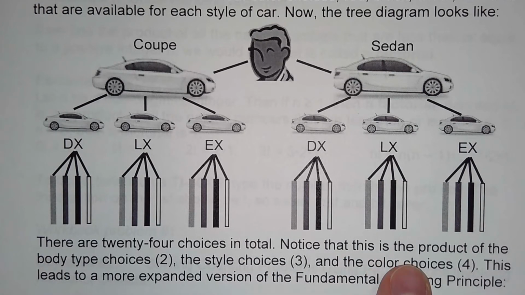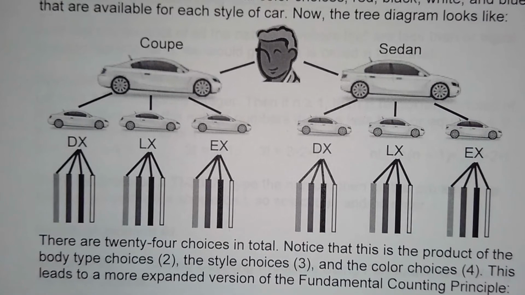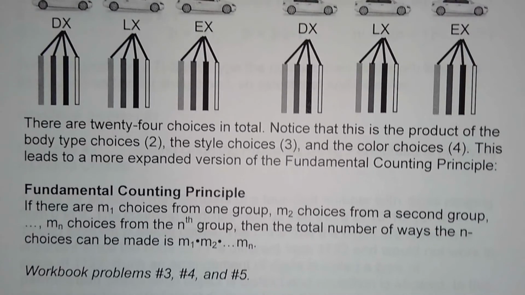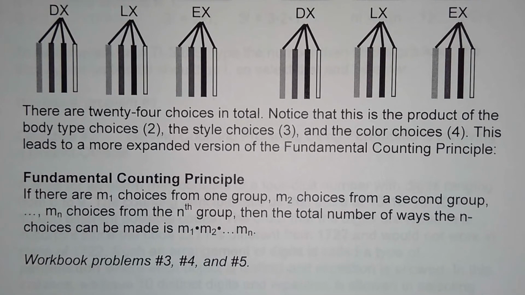So again, notice it is the product of the body type choices, 2, the style choices, 3, and the color choices, 4. And this leads to a more expanded version of the fundamental counting principle. If there are n sub 1 choices from one group, n sub 2 choices from a second group, and so on and so forth, and n sub m choices from the mth group, then the total number of ways the choices can be made is n sub 1 times n sub 2 times so on and so forth to n sub m.